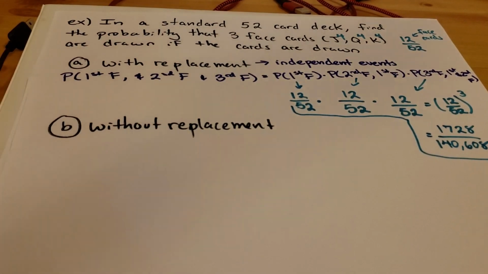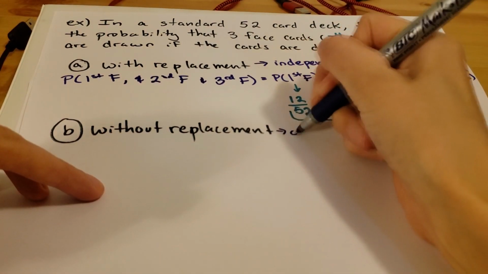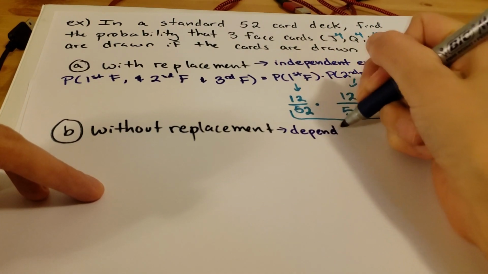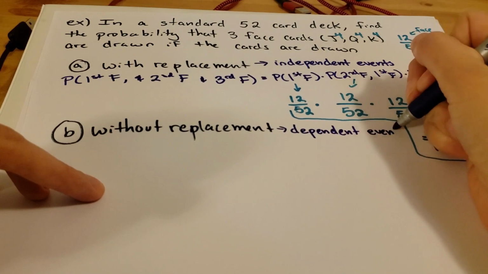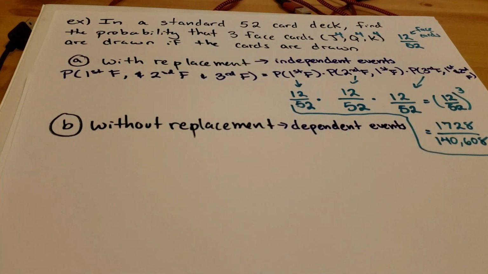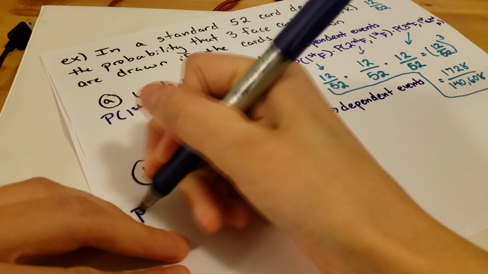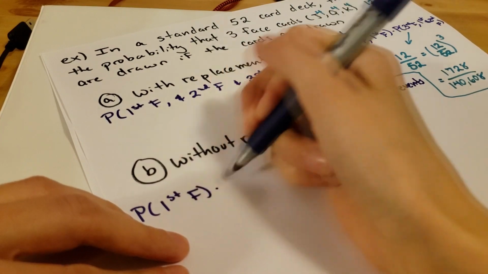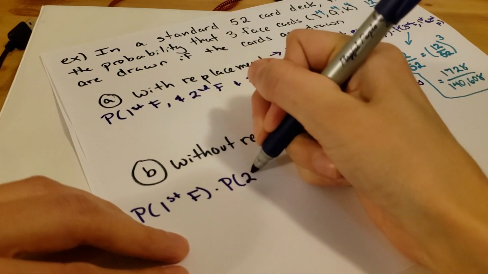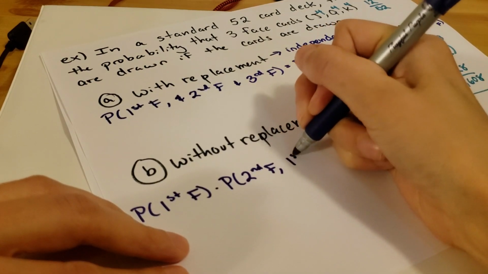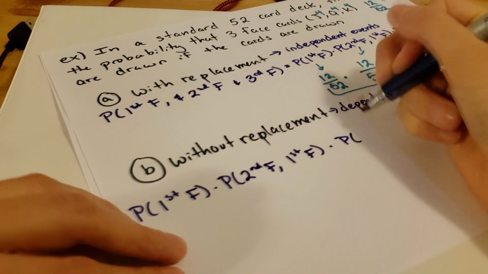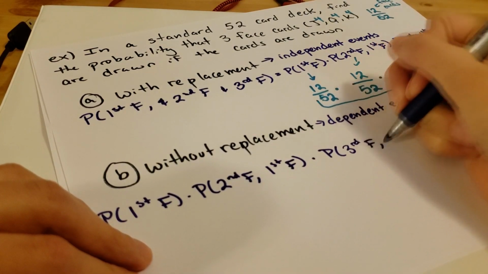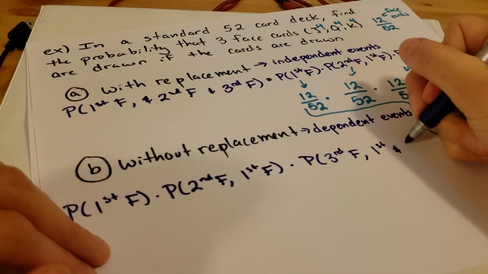Now let's look at this problem without replacement. So if we're doing this problem without replacement, now these are dependent events. So again, we're going to be solving this the same way that we solved the previous problem, except now our conditional probabilities are different. So we're still looking at the probability that the first card is a face card. Then we want the second card to be a face card, given the first one was a face card. And then the probability that the third card is a face card, given the first and second cards were face cards.